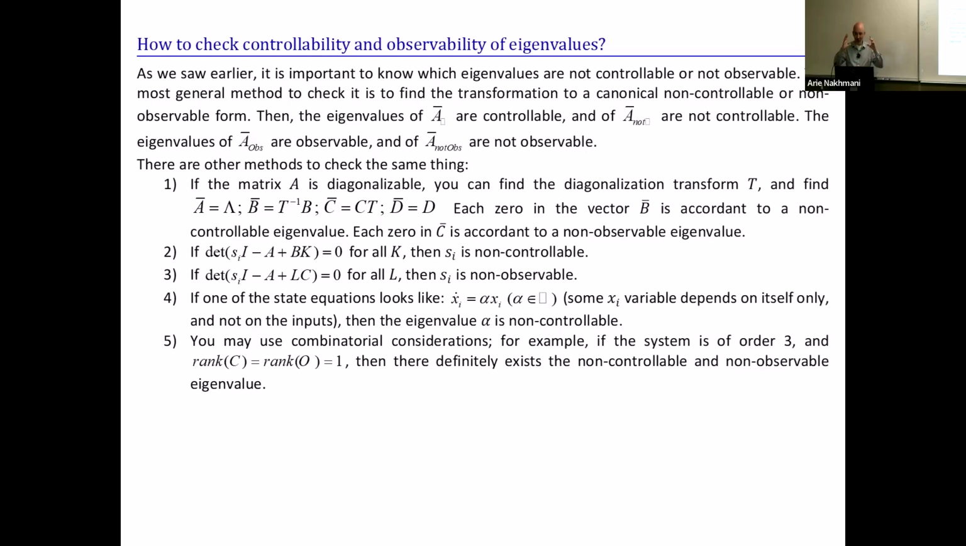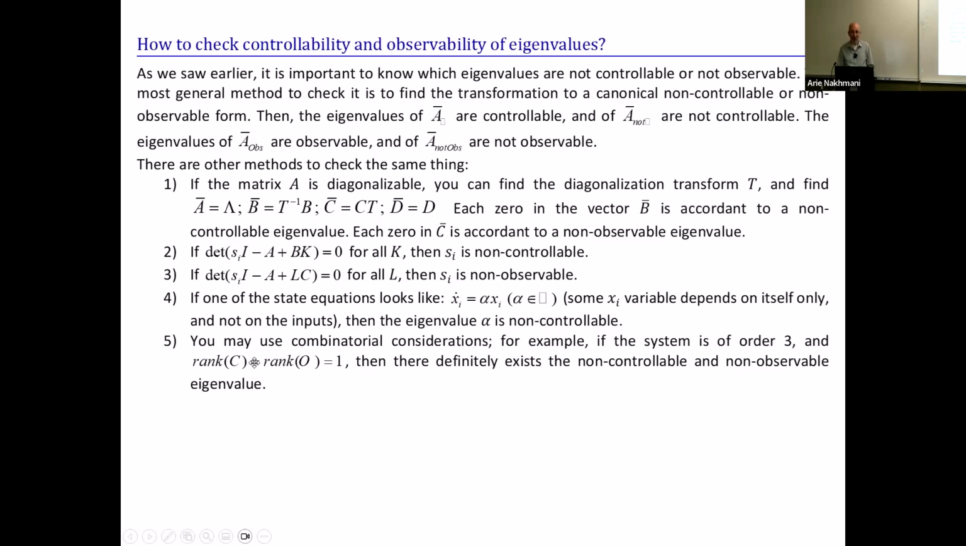So again, the polynomial that you will get here is S minus Si times something, whatever it is. So it will be factored out in that polynomial. Then it's not observable. If one of the states looks like that, so x dot equals alpha times the same x for any constant alpha, it depends only on itself, so it's not controllable. You cannot do anything about it.